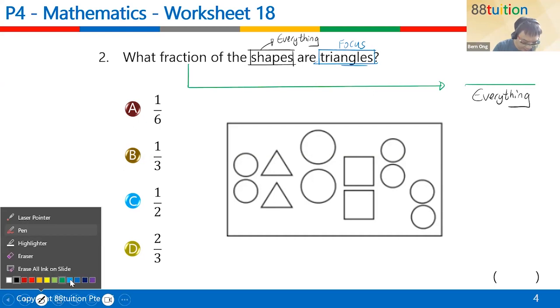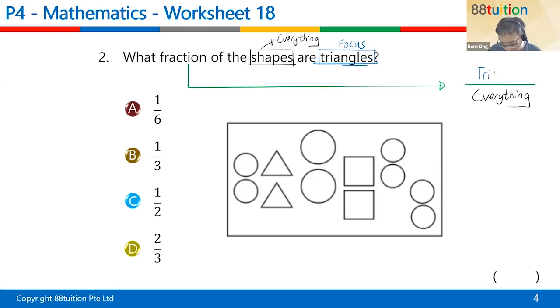Triangle. Triangle is the focus, which is on top. Can you see or not? All right. So you're supposed to compare triangle versus everything. So what's the meaning of everything? All right. Everything means you have to count. Count what? All the shapes inside.